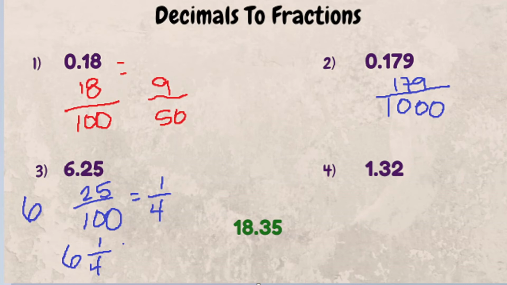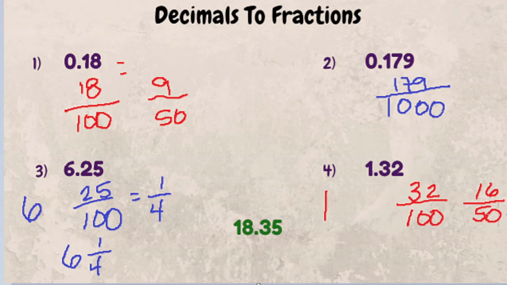Last example, 1.32, or 1 and 32 hundredths. So again, we know we have a whole number of 1. And 32, we're going to put that over the denominator of 100. Let's see, 32 can be divided by 2, so that goes to 16, and 100 can be divided by 2, so that's 50. I don't think there's anything further to reduce, so 1 and 32 hundredths is the same thing in fractional form as 1 and 16 fiftieths.